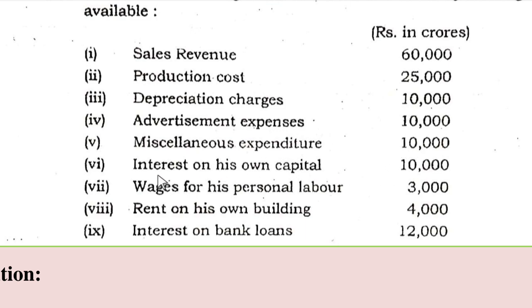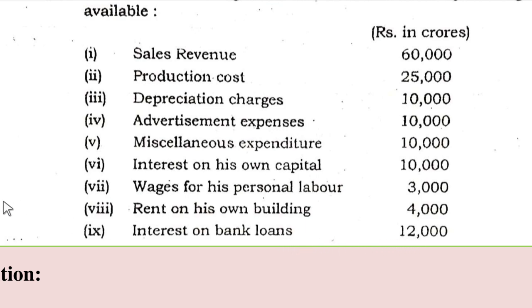Sixth, interest on his own capital 10,000 crore rupees. Seventh, wages for his personal labor 3,000 crore rupees. Eighth, rent on his own building, 4,000 crore rupees. And ninth, interest on bank loans, 12,000 crore rupees.